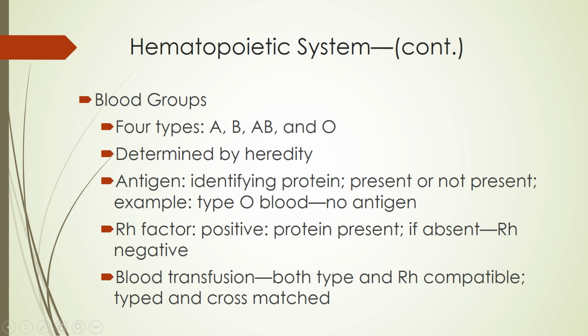O is the oldest of the blood types and is also the most common blood type. O is the universal donor as long as the Rh factors match. O negative can be given to anyone due to the fact that the protein is missing from the blood cells. AB type blood is considered the universal recipient. You might want to know that. Which one is which? O is the universal donor. AB is the universal recipient. Okay?